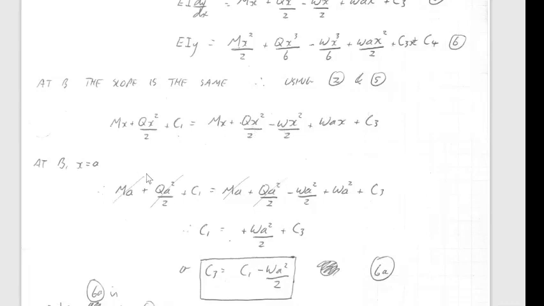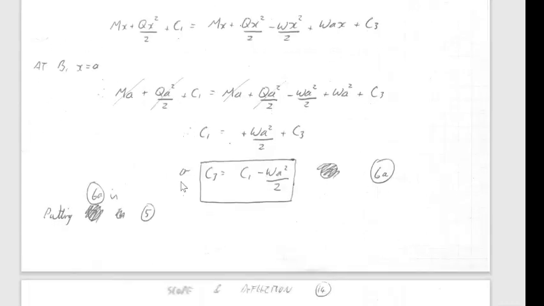And then we've noticed we've got MA on this side, we've got MA on this side. We've got QA squared over 2 on this side. We've got QA squared over 2 on this side. So we can massively simplify that equation, and we end up with an equation for C3 in terms of C1. So we know our third constant of integration in terms of our first constant of integration.